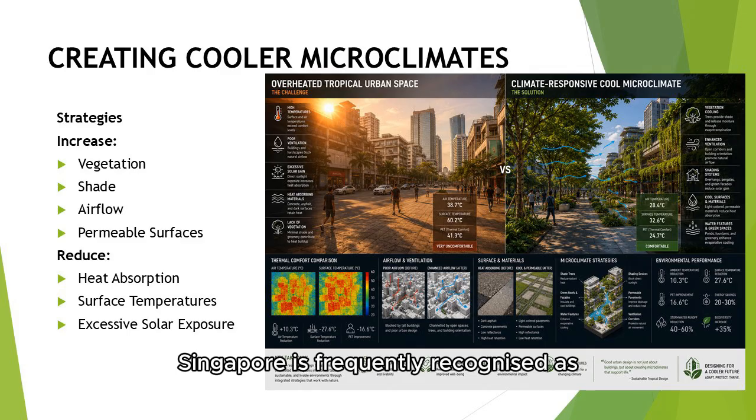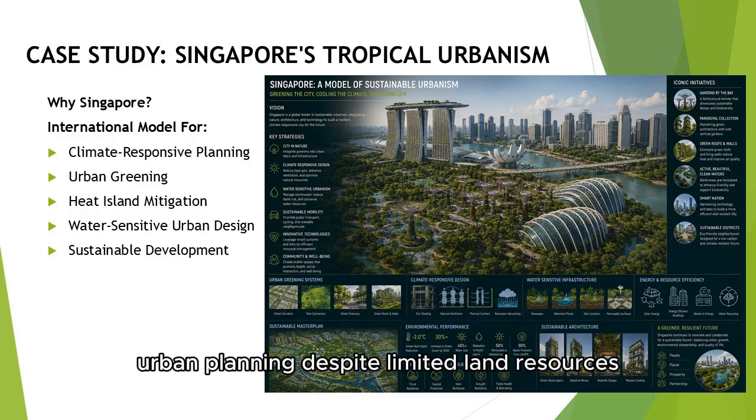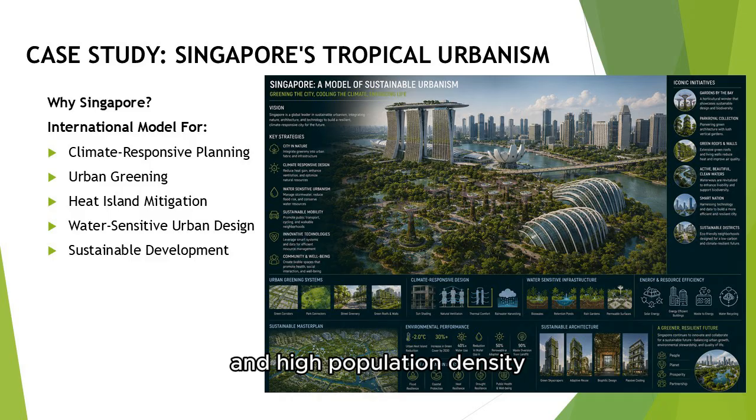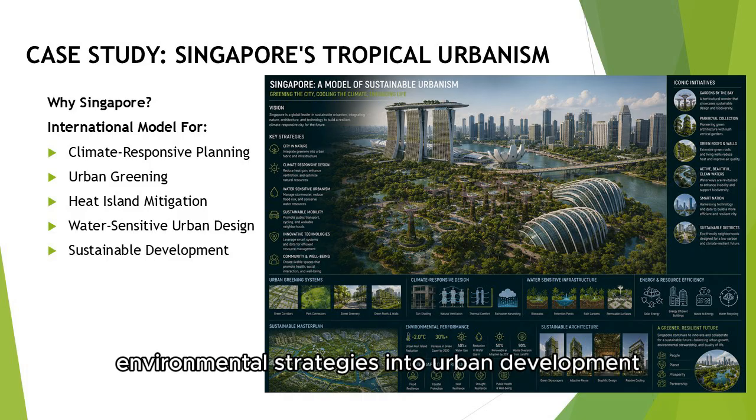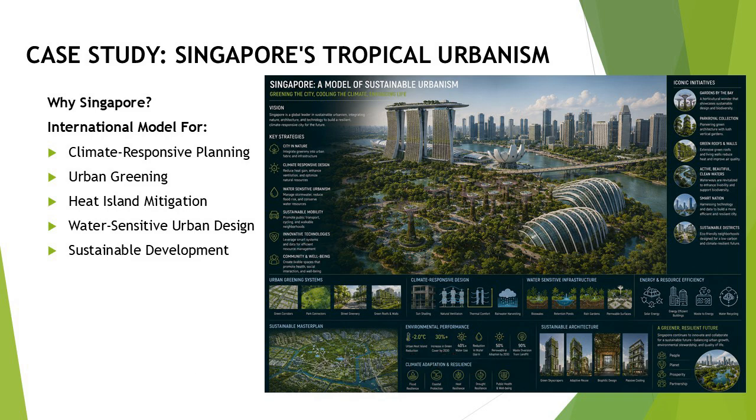Singapore is frequently recognized as one of the world's leading examples of tropical urban planning. Despite limited land resources and high population density, Singapore has successfully integrated environmental strategies in urban development. Several initiatives contribute to Singapore's success. These include urban greening programs, green building regulations, water sensitive planning, and heat island mitigation strategies.